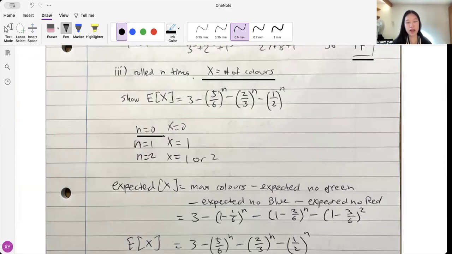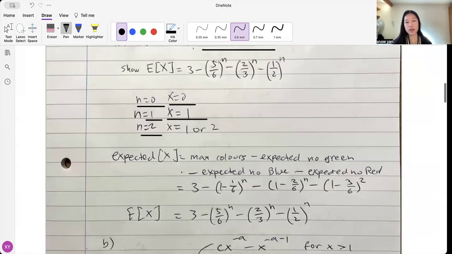If I know that at n equal to 0, my X has to be 0 because I have no colors. When n is equal to 1, I must have had one of the colors, so there would be 1. When n is equal to 2, it would be somewhere between 1 and 2, because sometimes I would have 1 and sometimes I would have 2, so it would be somewhere in the middle.